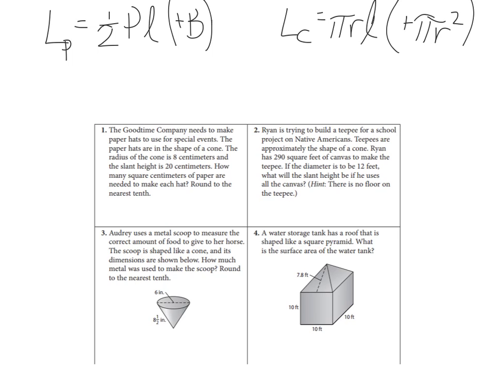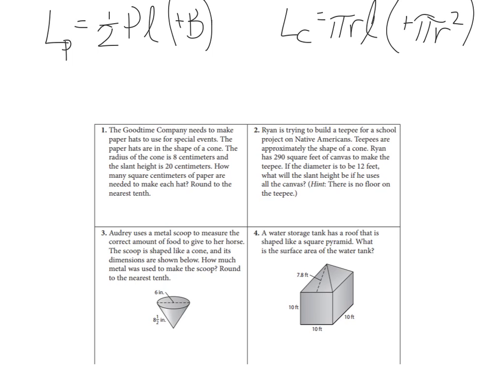Number 3, we have this metal scoop, the correct amount of food, shaped like a cone. Determine how much metal was used to make the scoop. You're giving food to your horse. I'm pretty sure the opening there is going to be open, but you still need to know that. To make that scoop, that sounds like lateral surface area only, I would think.